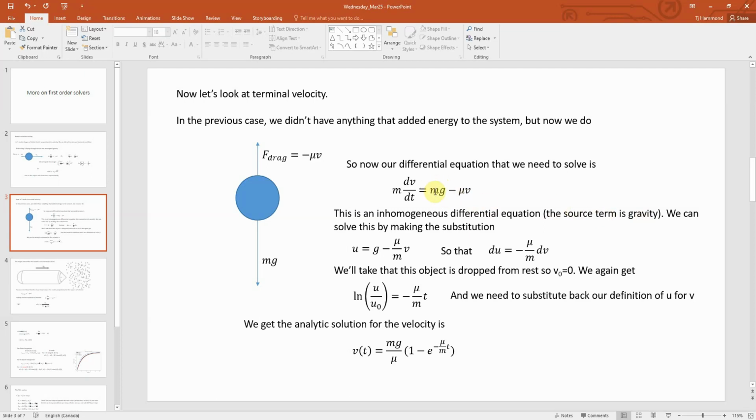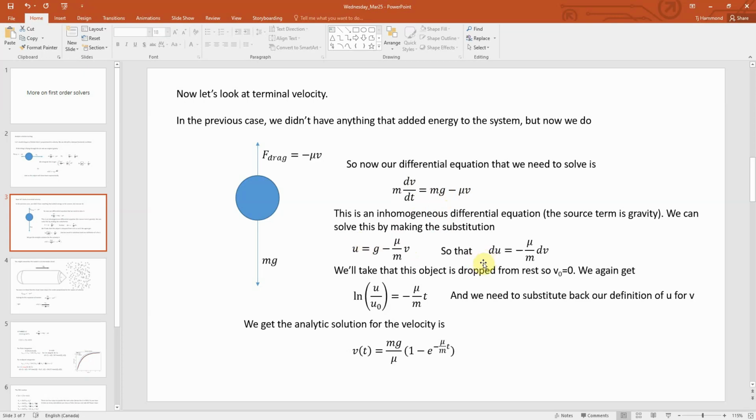So if you want to find the analytic solution, this is a common trick: you can make a substitution. You call u equal to whatever's on this right-hand side, after we divide by m so we just have dv by dt on the left-hand side. And so it's g minus mu over m times v. And that is now this function u.